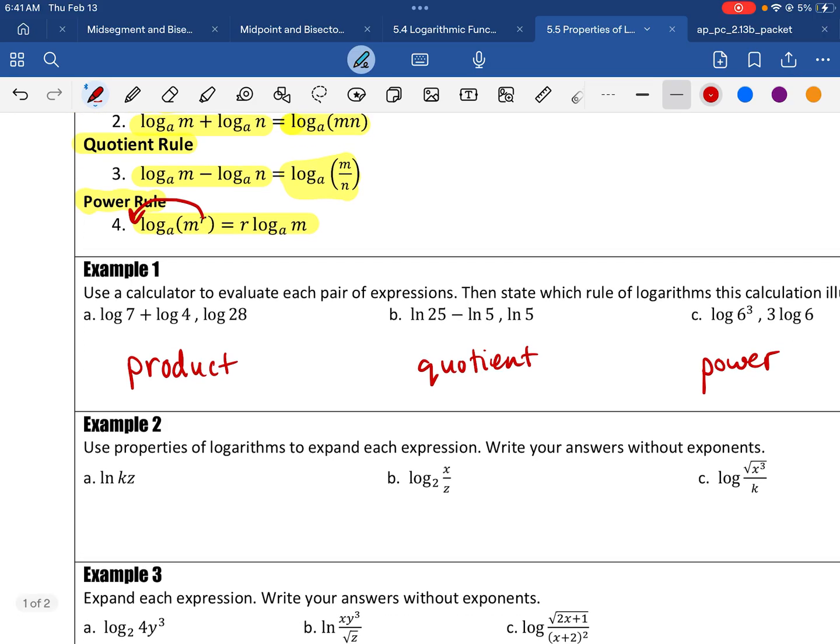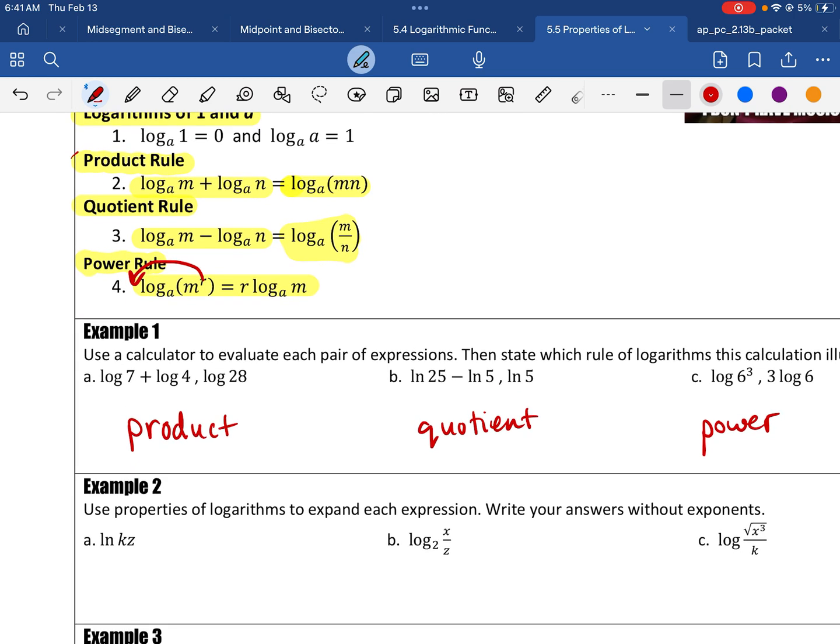Okay, let's try some of these. We're going to expand. Each of these formulas up here that we went over, they work both ways. So if you're given this, you can rewrite it as that. So they go both ways. So this one, we have the natural log of k times z. So I'm going to rewrite it as the natural log of k plus the natural log of z.